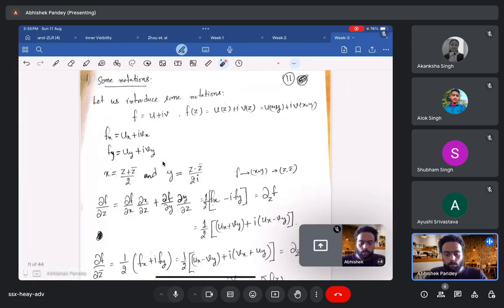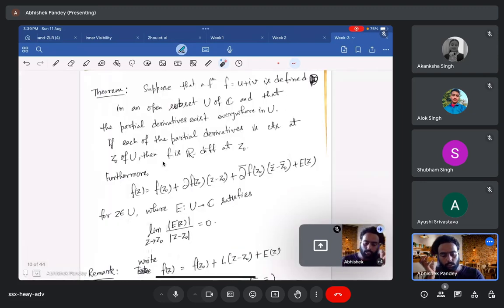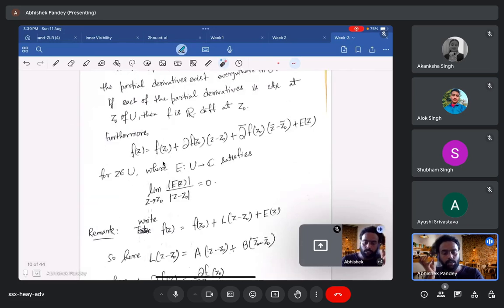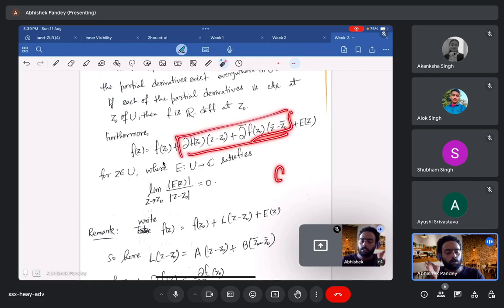So what is the difference between R differentiability and C differentiability? You take a complex valued function. In the R differentiability, you will get this R linear map, and in the C differentiability, you will just get this as a C linear map, that is nothing but some constant f dash z naught times z.